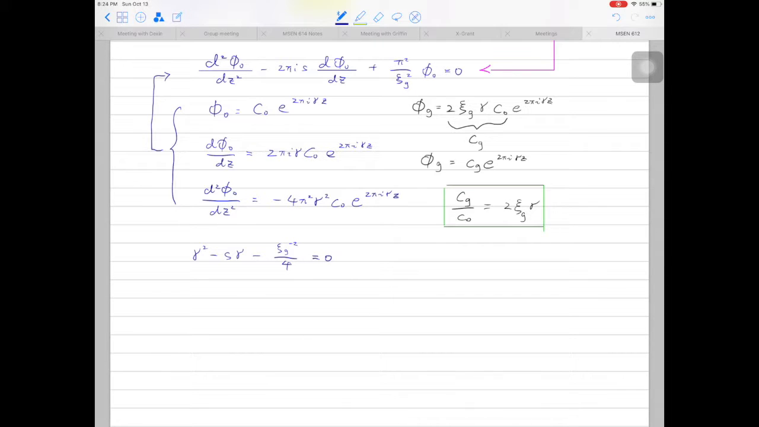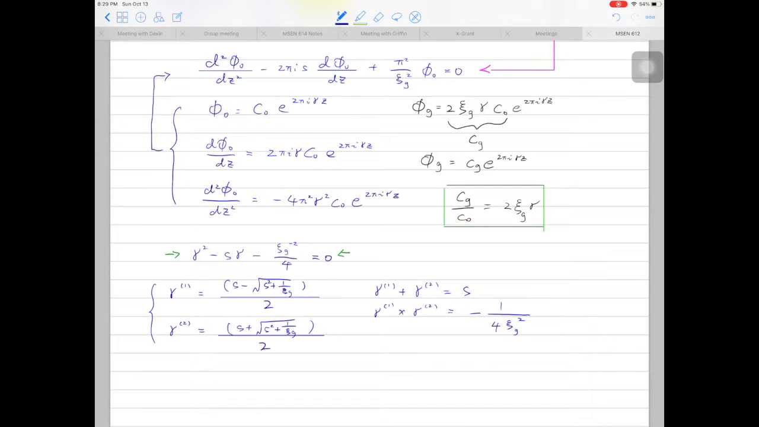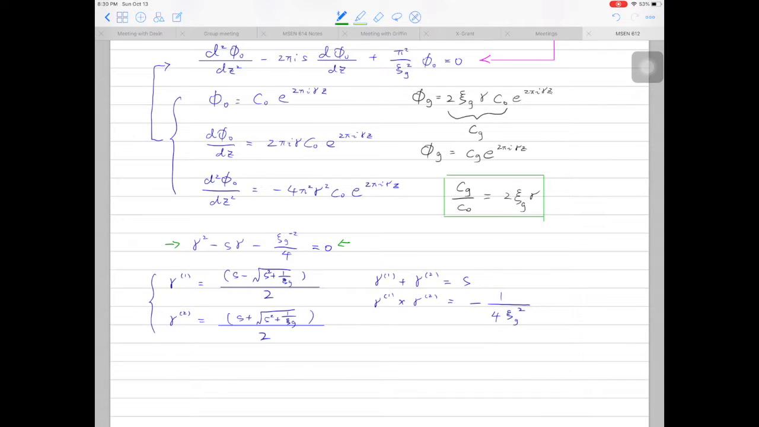Coming back to the quadratic equation, we can write the solution of gamma in these two forms. And these are the two solutions to the Howie-Whelan equations. You can get some special properties when you play with gamma 1 and gamma 2. If you use gamma 1 plus gamma 2, you get s. If you use gamma 1 times gamma 2, you get minus 1 over 4 cg squared. To make the equation easier to work with, we introduce another parameter called w.